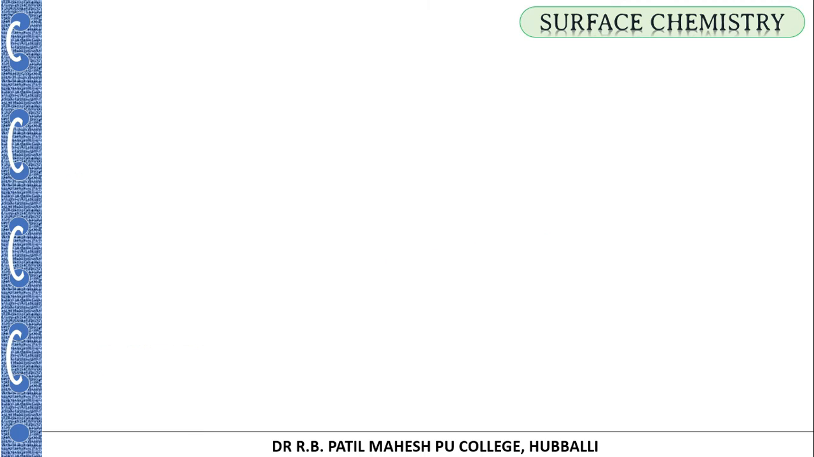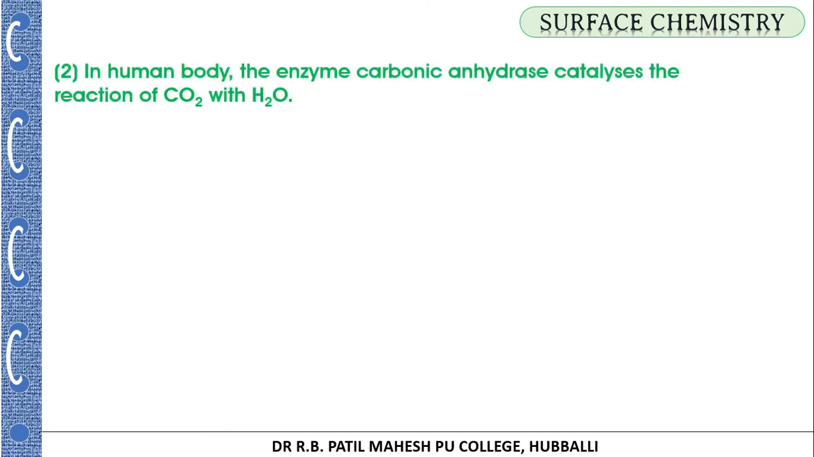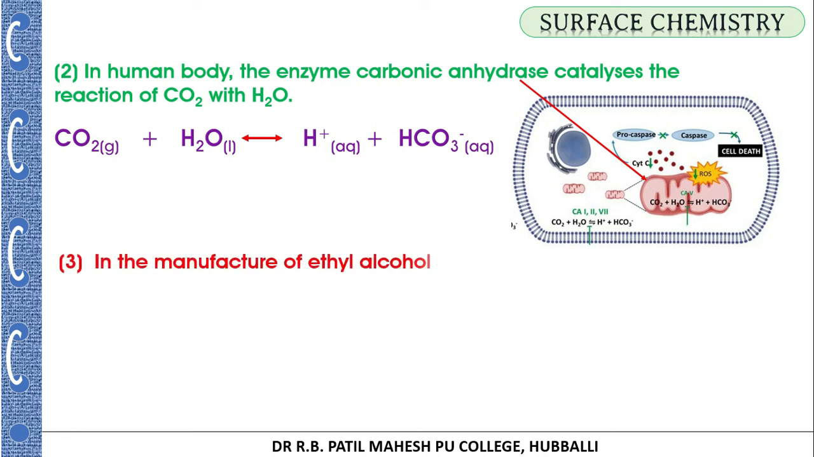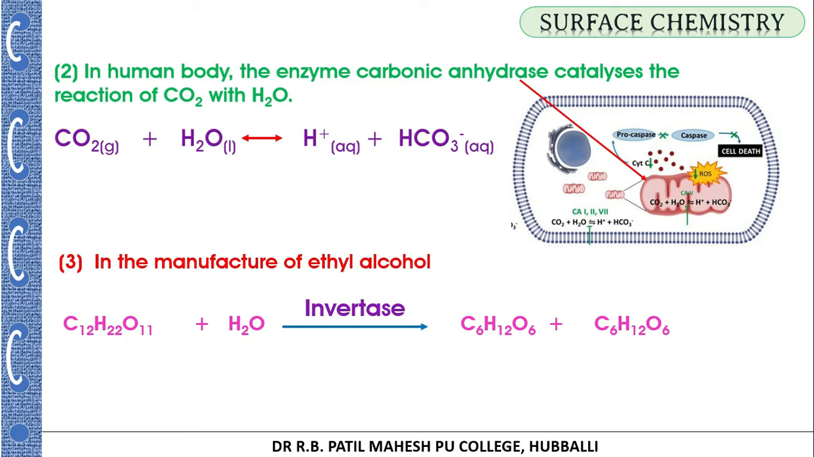In the human body, students, there is an enzyme called carbonic anhydrase that helps in the reaction between carbon dioxide and water. It converts this carbon dioxide and water to H plus and HCO3 minus ions. These two ions, H plus and HCO3 minus, are helpful in maintaining the pH of the blood. Similarly, the hydrolysis of sucrose to form glucose and fructose is catalyzed by an enzyme called invertase, and once this glucose is formed, that is converted to ethyl alcohol.